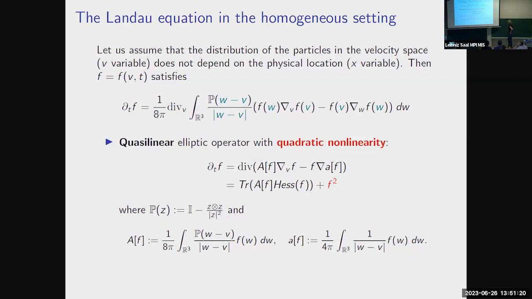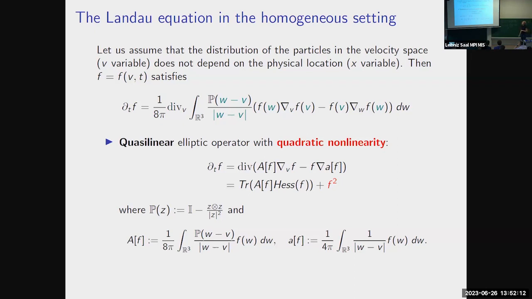Assuming that the function f is as smooth as we wish, I can do all the manipulations that I am doing now. Since the integral is in the velocity variable dw, in the first term we can take the gradient with respect to v out of the integral. So we can rewrite it as the divergence of a matrix A of f times the gradient of f, in v, and this matrix A is what remains. It is the integral in R3 of the projection matrix over the kernel, v minus w, so it is an average of f.